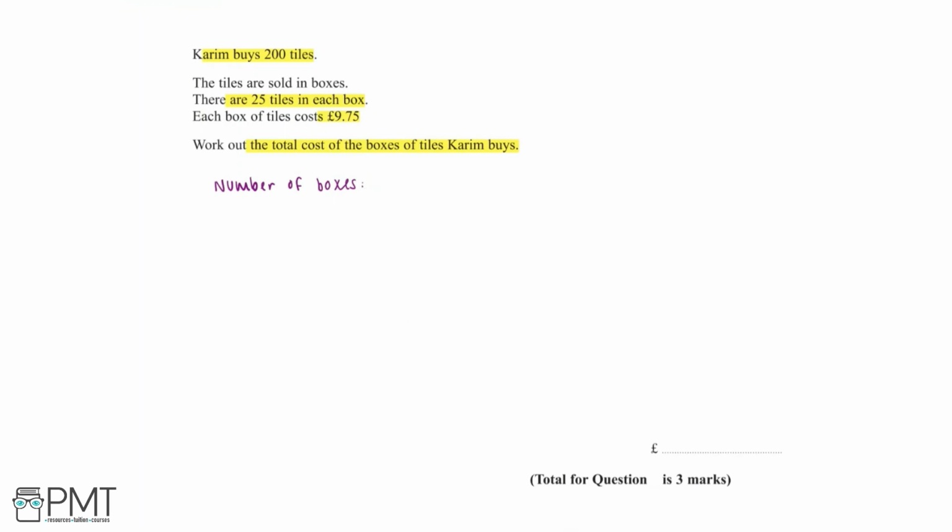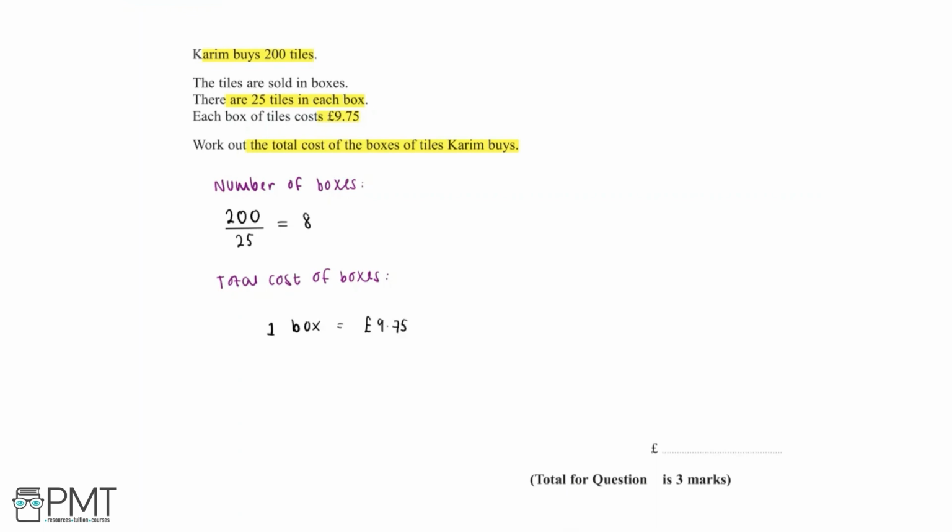We know that there are 25 tiles in each box, and to find the number of boxes that Karim buys, we'll do 200 divided by 25, which will leave us with an answer of 8. And so we now know that Karim buys 8 boxes, and we need to find the total cost of the boxes. We know that 1 box of tiles costs £9.75.